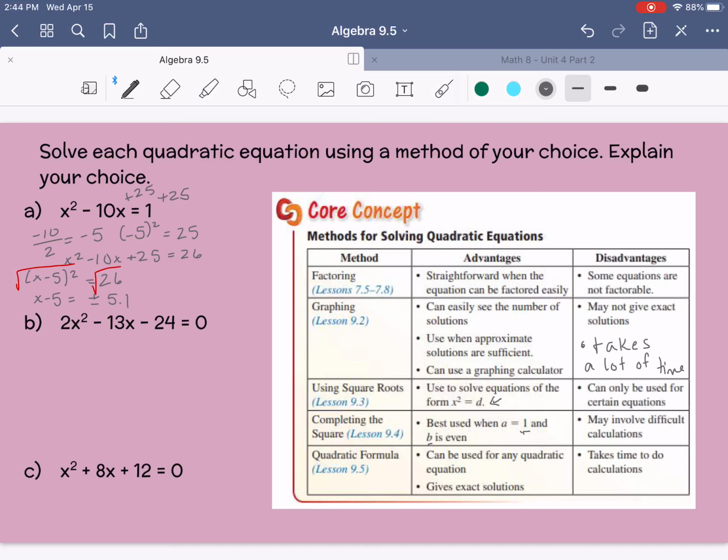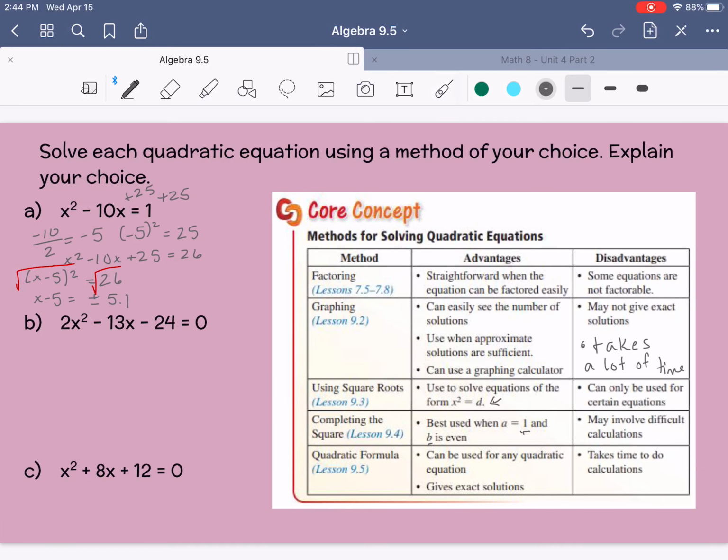Okay, and now I can, you know what, let me add on another page so that I can finish up this problem, because I did not leave myself a bunch of space.